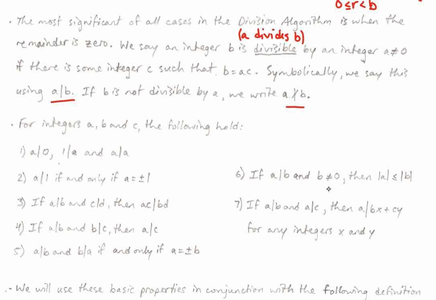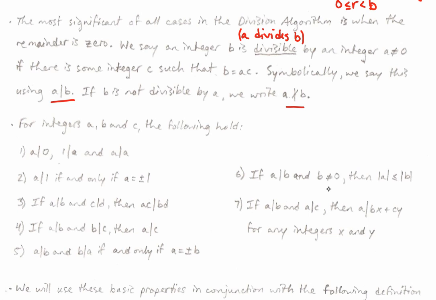Number 4 is the transitivity property. If a divides b and b divides c, then a divides c. Number 5, a divides b and b divides a if and only if a is equal to plus or minus b. If you think about it, that just makes sense. Nothing too crazy, nothing too complicated happening there.